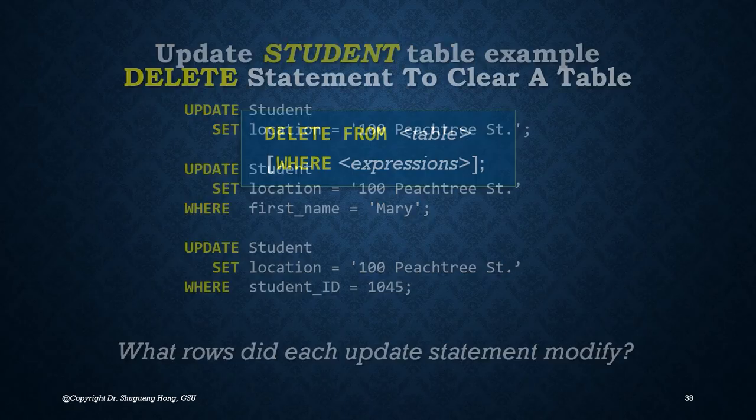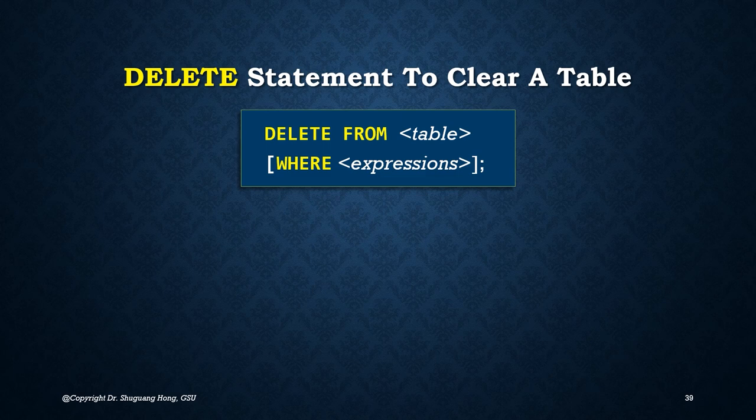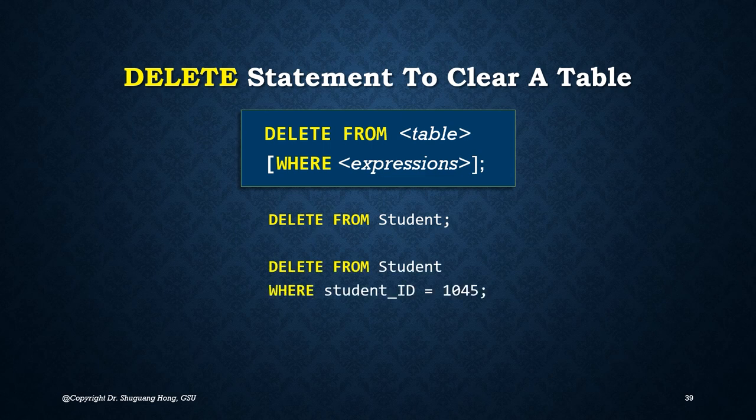The delete command is used to clear all data in a relation. The syntax of the delete statement is rather simple. Like the update command, the where clause is optional. If we want to delete specific records from a relation, we must write the logical expression to filter out the records to be affected by the delete statement. If the where clause is not provided, all records will be deleted. That is, all data in the relation would be cleared out.